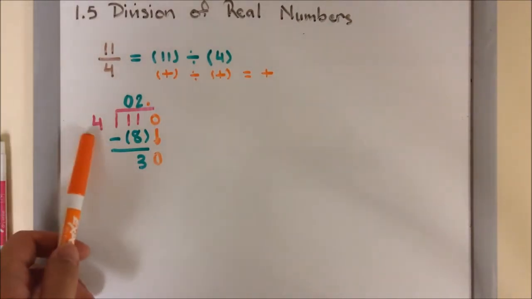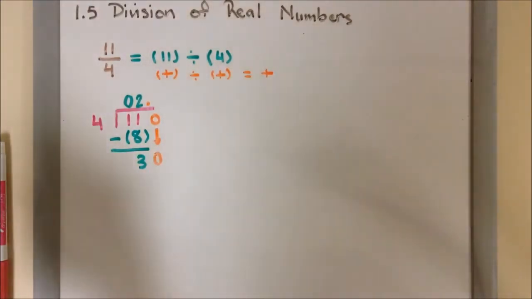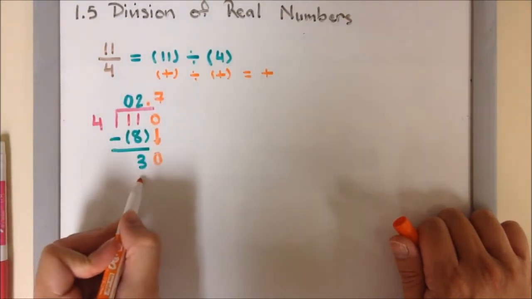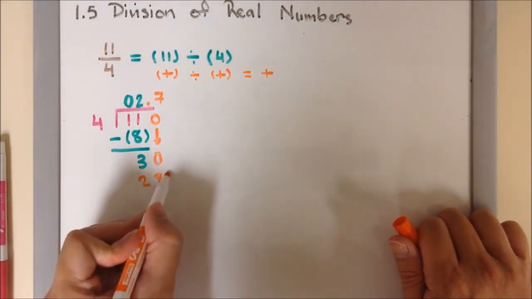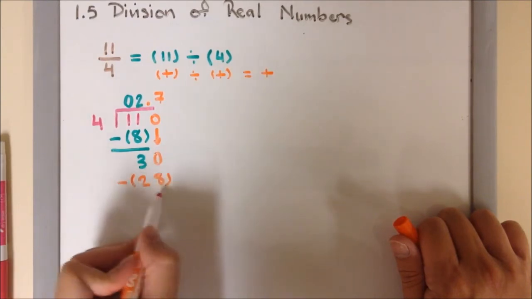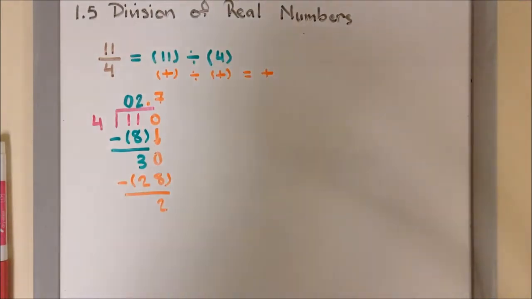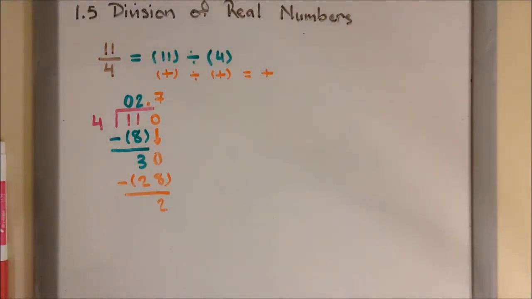And I ask myself, does 4 go into 30? It does. 7 times. So 7 times 4 is 28. Parenthesis, subtract. 30 minus 28, that's 2. I still have a remainder. I'm going to keep going to see if I can have a remainder of 0.